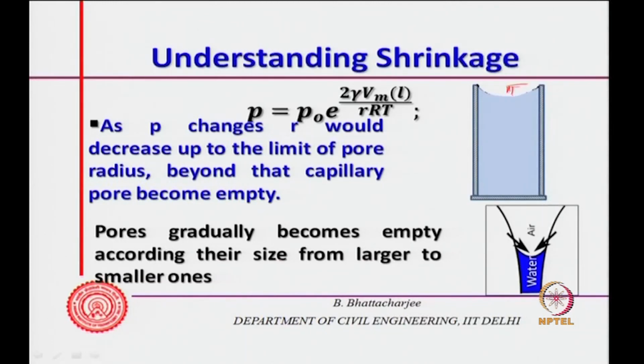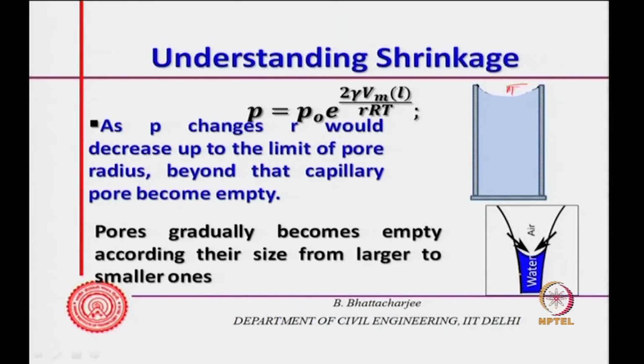So, in drying, pores gradually become empty according to their sizes. Larger pores are emptied first and then it comes to the smaller pores. Typically, the large neck will get emptied first, and this is the inside, at equilibrium. Of course, this will depend upon the existing vapor pressure and the capillary size, and that is how drying takes place.